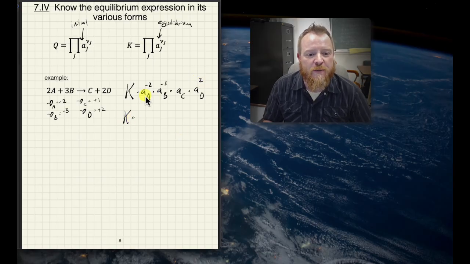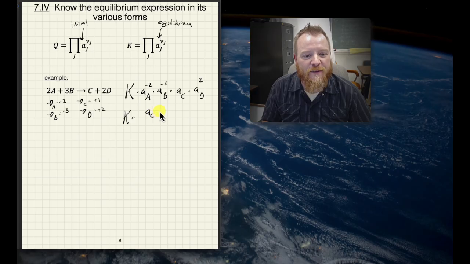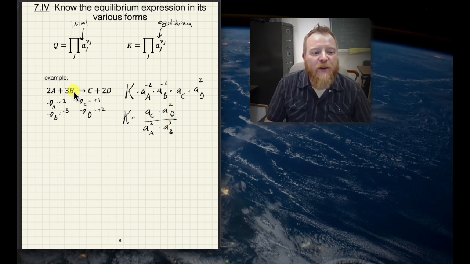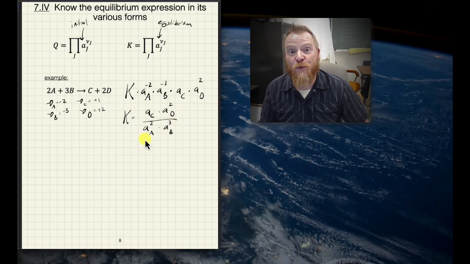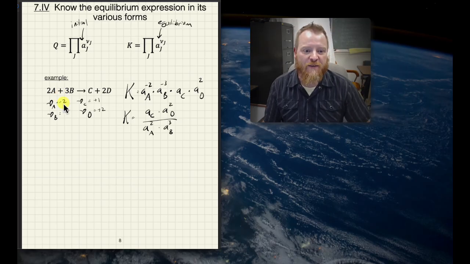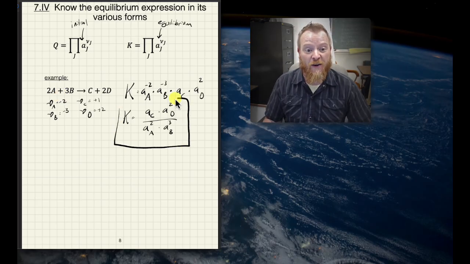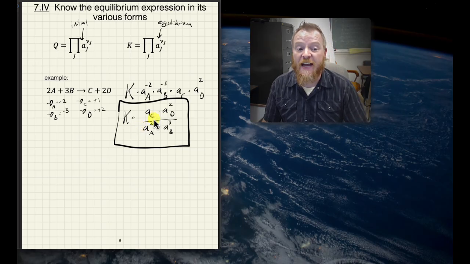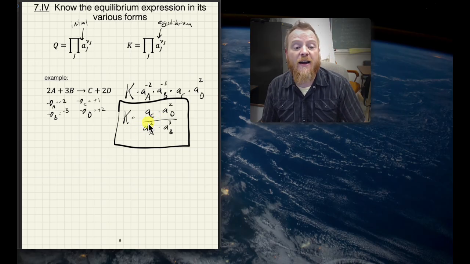So doing just some simplification on that, this now becomes the activity of C times the activity of D all squared divided by the activity of A all squared divided by the activity of B all cubed. And if you're looking at this and thinking, that's exactly how I would have written this based on what I learned in general chemistry or quantitative analysis, then you're exactly right. That's where our law of mass action comes from. But it's important to note, right, that the equilibrium expression is technically based on activities, not concentrations.